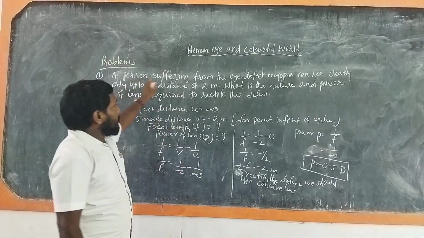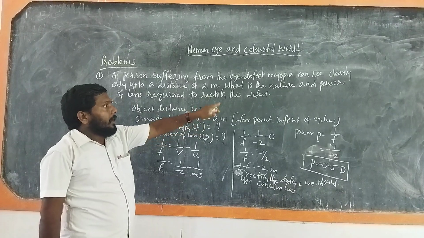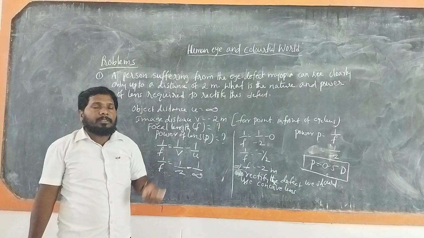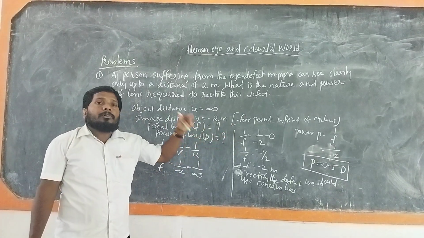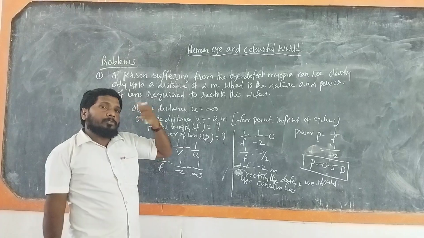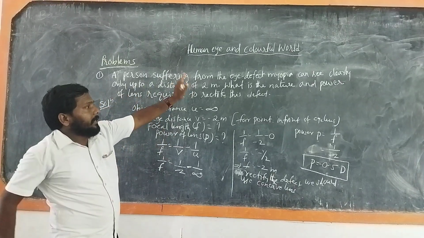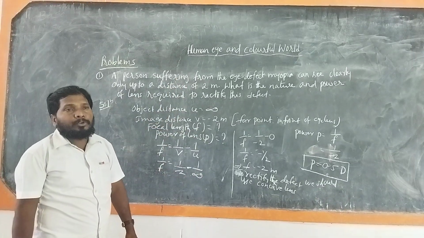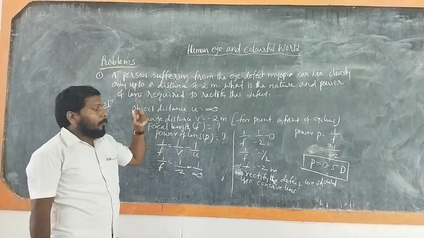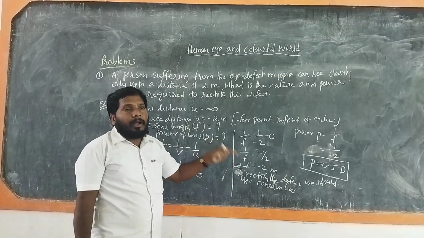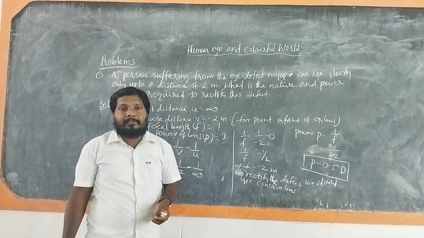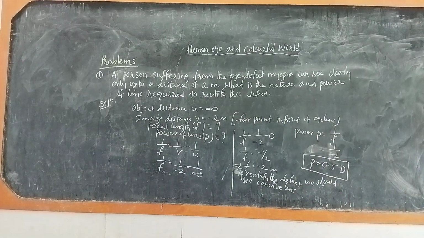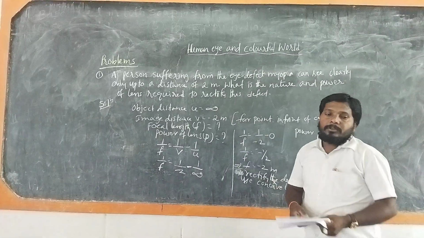So a person suffering from the eye defect myopia can see clearly only up to a distance. Then what is the power of the concave lens to rectify this eye defect? It is minus 0.5 diopter.